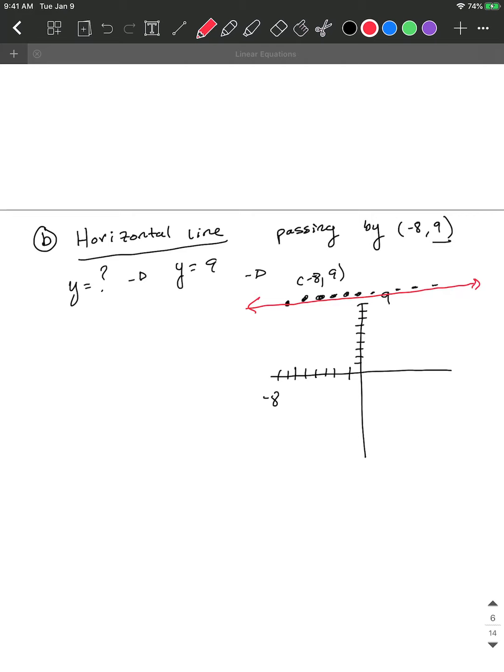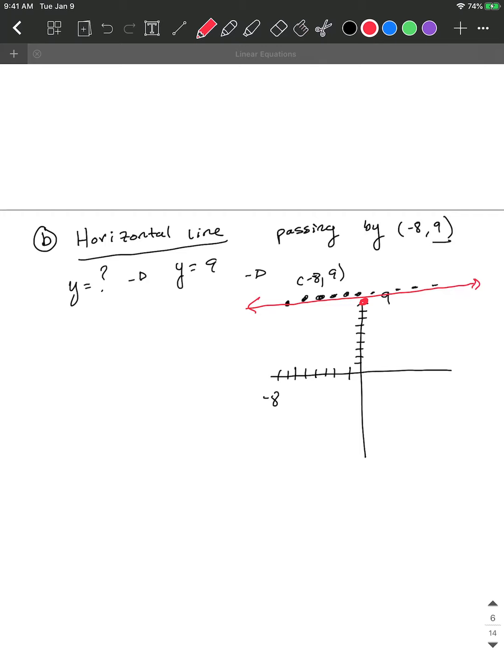So what are those points? We start to look: negative 8, 9, negative 7, 9, negative 6, 9. Then we get to say 0, 9, which would be the point right here where it would touch. So now we see that there are certain values that are repeating. Based off of this, we would always see that the only one that's not changing is the y.